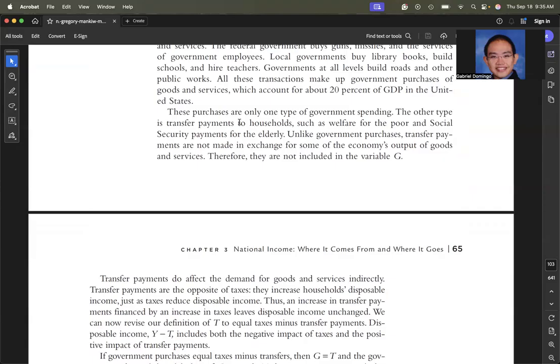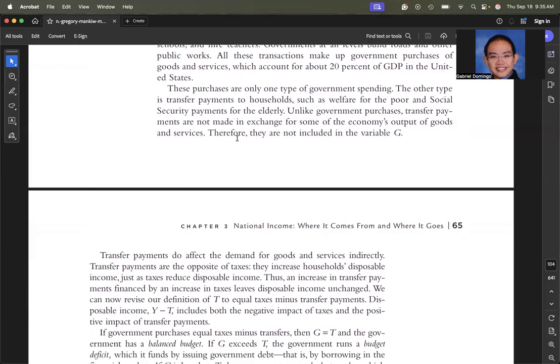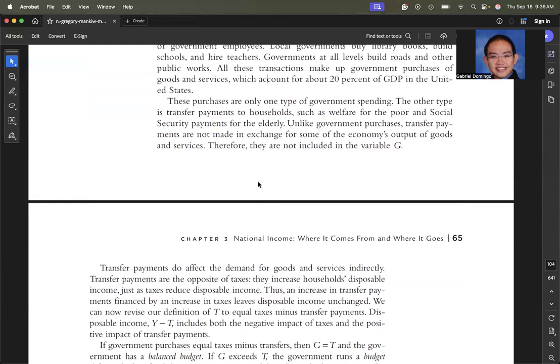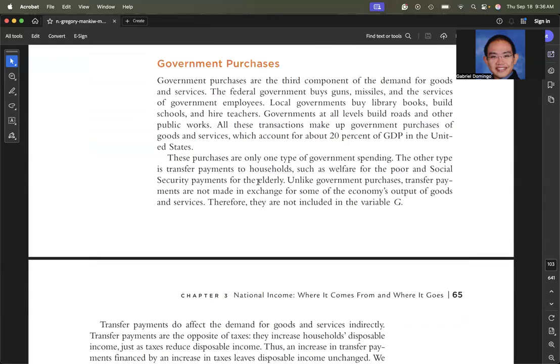The other type is transfer payments to households, such as welfare for the poor and social security payments. Unlike government purchases, transfer payments are not made in exchange for some of the economy's output of goods and services. Therefore, they're not included in G. They're just transfers from one part of the government to another. What's important here is that G is basically the part of GDP, the production of new goods and services, that is purchased or spent on by the government.